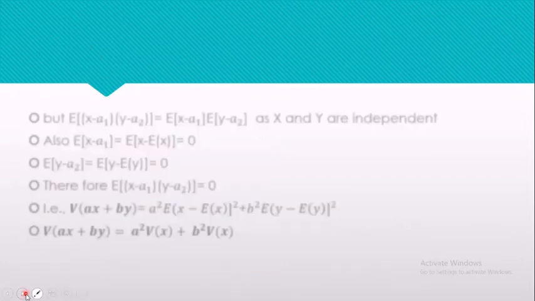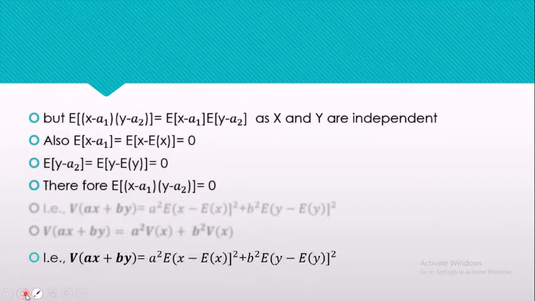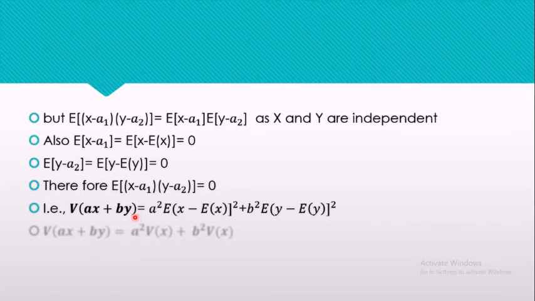Now let's have a look at what that means. Variance of (ax plus by) is equal to a square expectation of (x minus a1). See, a1 was a notation that I gave for my convenience. So instead of a1, I can write it as expectation of x, plus b square expectation of (y minus Ey), Ey is nothing but a2, the whole square, which is equal to a square. Now this term is clear.